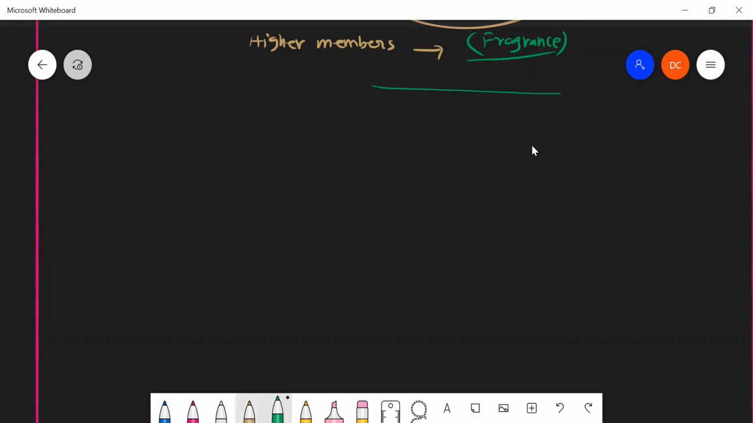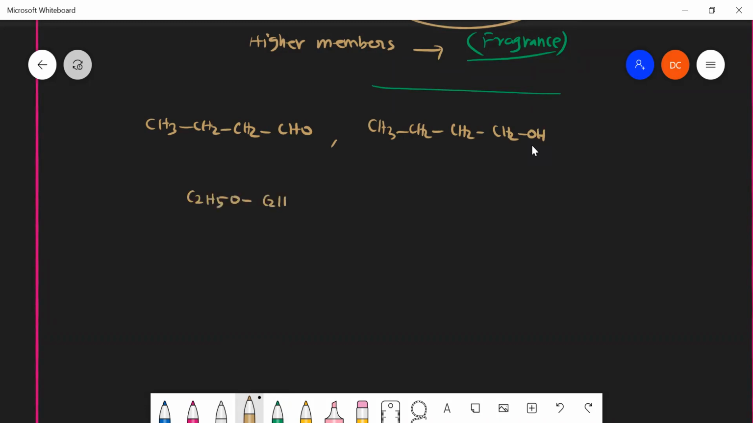Okay, now I can give you some things, you can solve it now. CH3, CH2, CH2, CHO. I can take butanol, CH3, CH2, CH2, CH2OH. Butanol. C2H5O C2H5. What is the name of this compound? Diethoxy ether, sir.